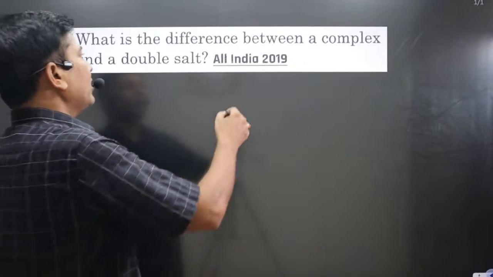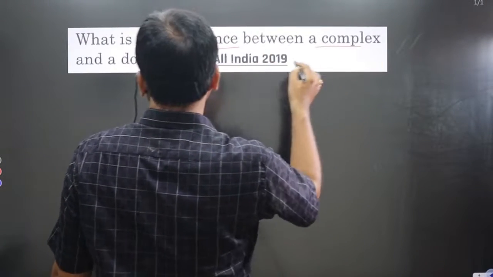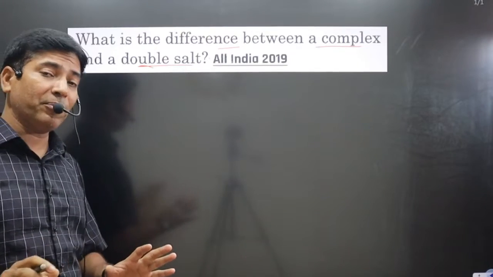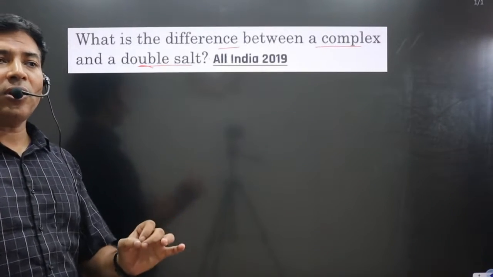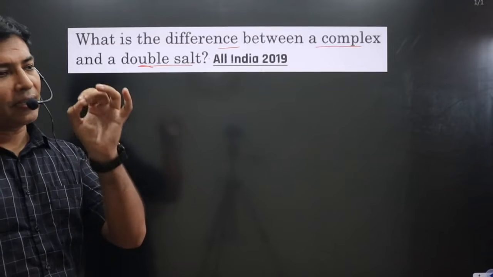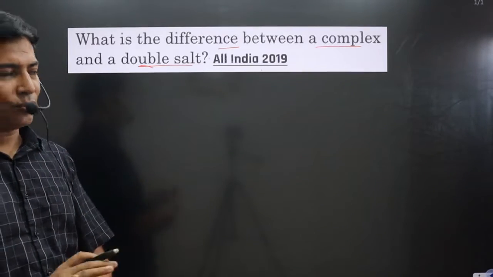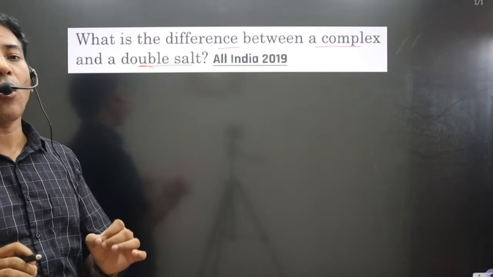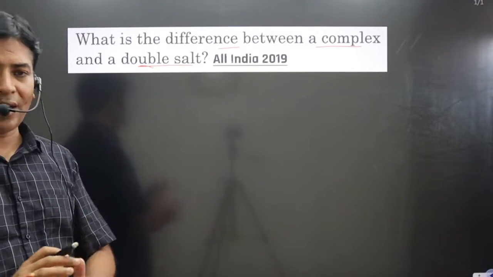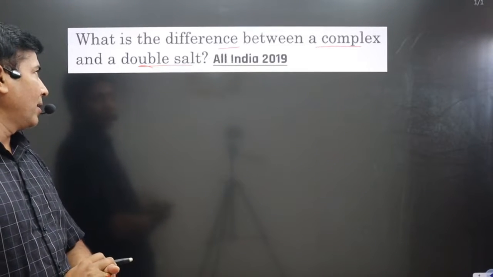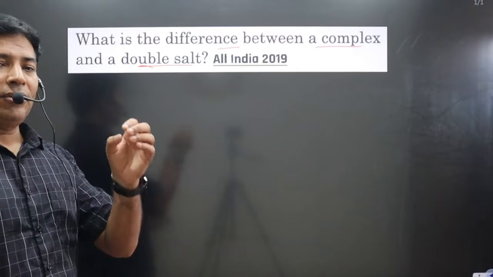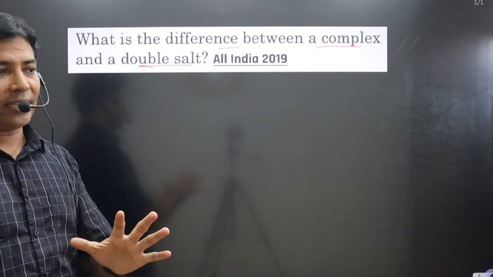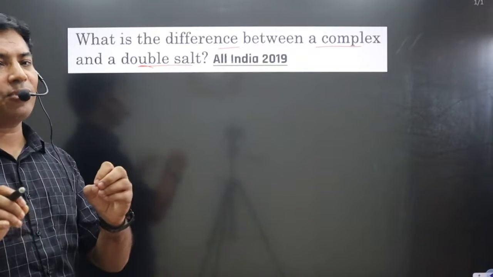The question says, what is the difference between a complex salt and a double salt? Okay, complex salt and double salt. Keep in mind, a complex salt does not dissociate completely in aqueous solution. Therefore, it does not give the positive test for all the ions present in the complex salt. But in case of a double salt, when it is added to the water, it will dissociate completely, and whatever ions are present, it will give the positive test.